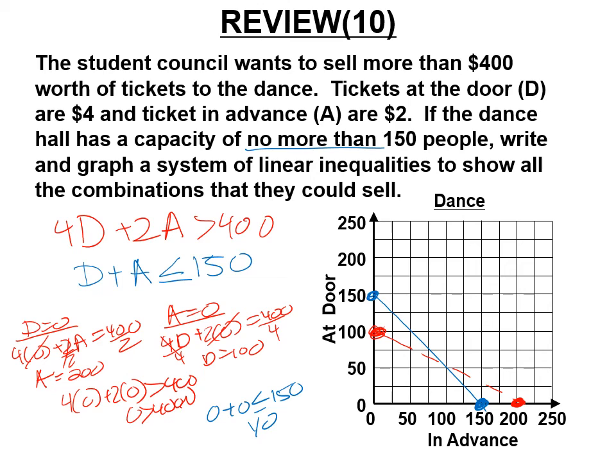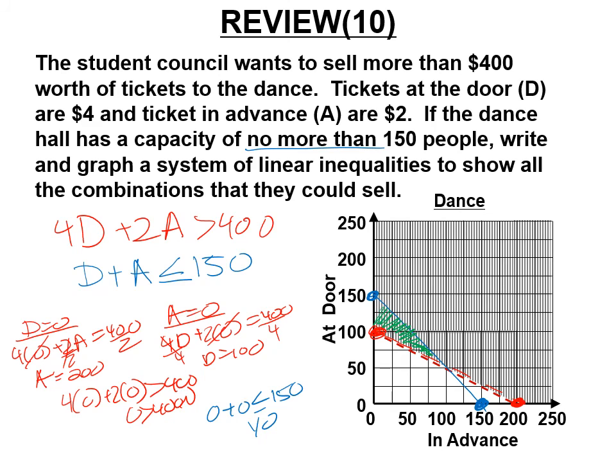And so I don't make a mess here, I'm going to just show you the solution is in this area right here. Anything in that area will be selling more than $400. We'll make more than $400. It'll be above the red, but we will not exceed the capacity of the hall. And there you can see it all.